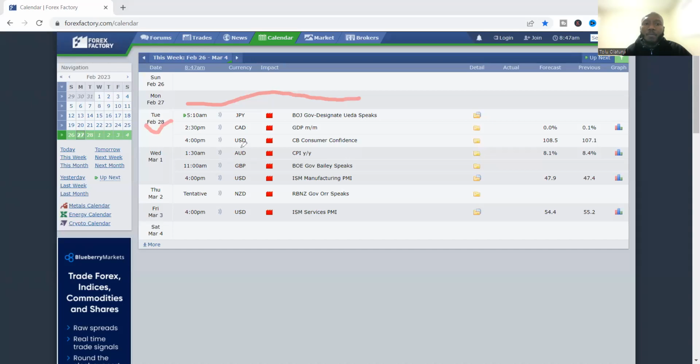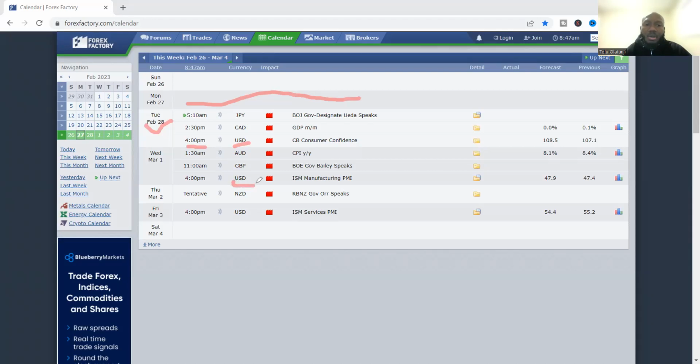Tomorrow, Tuesday, we have for the dollar, 4 p.m. and that's high impact. This 4 p.m. is based on the Nigerian time, which is 3 p.m. UK time and so on. So make sure that you always relate these times over here to your own time zone, right? So it tallies with what you're looking at.